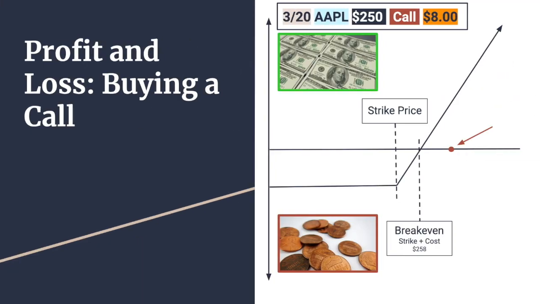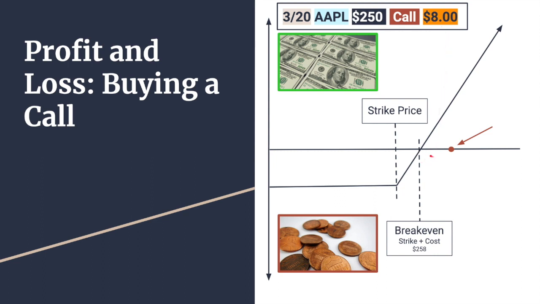For buying a call, we're going to do a sample of profit and loss. As you can see, above the strike price, there's a break even. This break even is where you will make $0. And then past that point, you will make money on the call. Your maximum loss is whatever you paid. So in this case, it's an $8 call, so we're paying $800. Therefore, our maximum loss is $800.